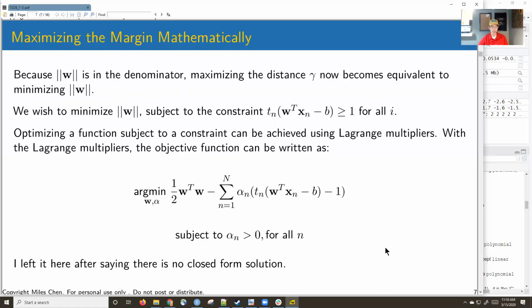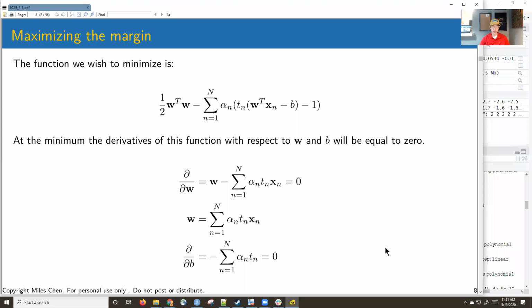And on Monday I said there's no closed form solution, and that's true, there's no closed form solution. But what we can do is work with this a little bit. Simplify is probably not the right word, but we can re-express this in a few ways, and there's a few things we can learn after re-expressing this objective function. So here's the function that we want to minimize, right? Here's the function we want to optimize, and what we can say is that at the minimum, the derivatives of this function with respect to W and B are going to equal 0.